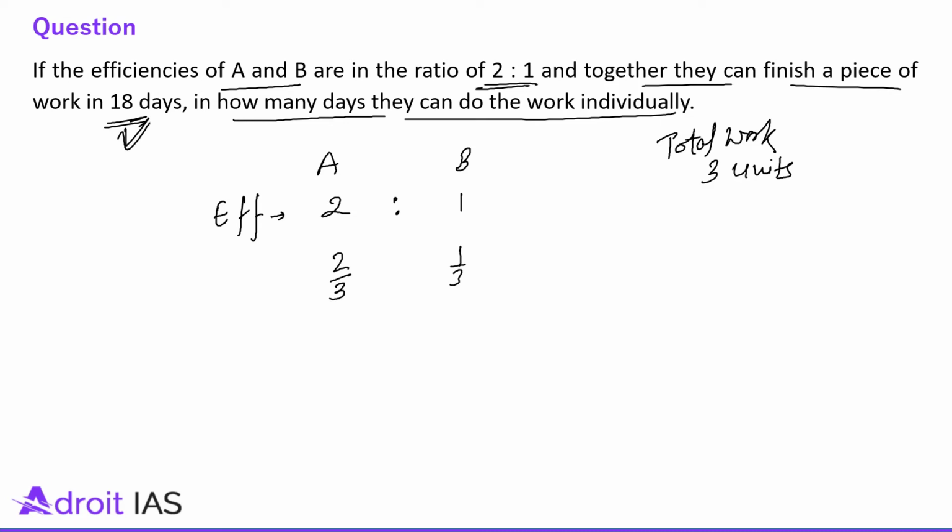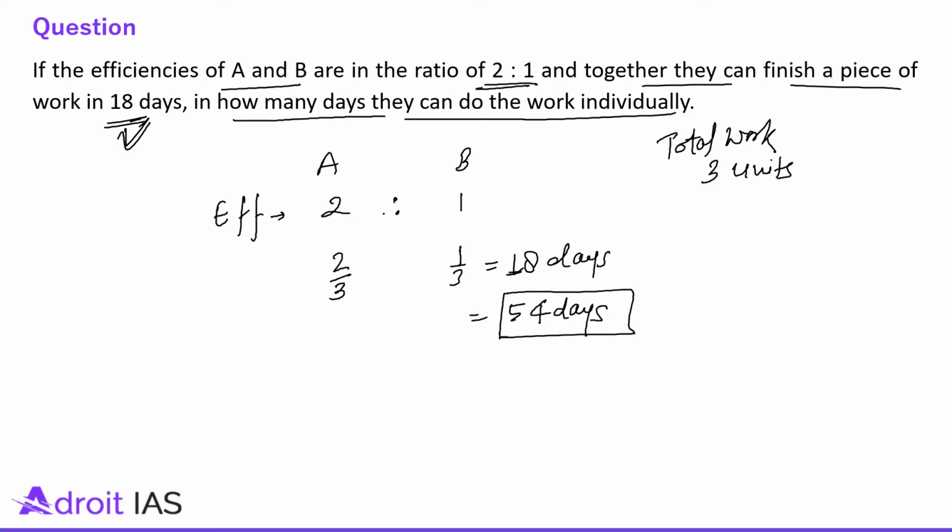Both are working for 18 days, right? So B is doing 1/3 of the work in 18 days. So for the complete work, he will be taking 18 into 3. So 18 into 3 is what? 54. 54 days. So B is taking 54 days for the entire work.